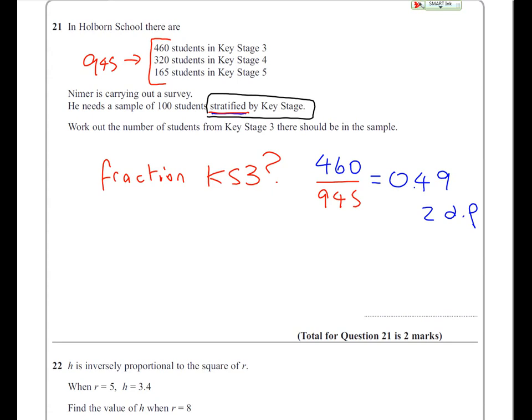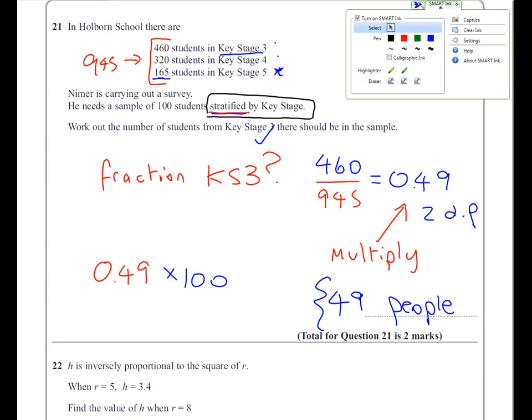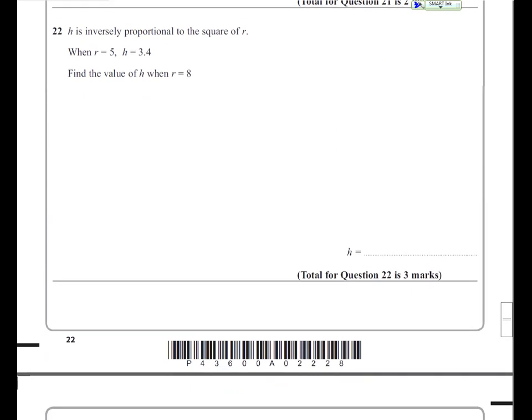That is our multiplier now. So we multiply 0.49 by 100, which is our sample size. And there's no prizes for saying what that is. 49 people. So that's your answer for 2 marks. Sometimes they ask you to work out how much for each group as well. But this one, it's just for Key Stage 3. So that's what we've done. This way it's fair, and we've not got too many students from, say, Key Stage 5, when actually they're a minority. Moving on. Question 22.